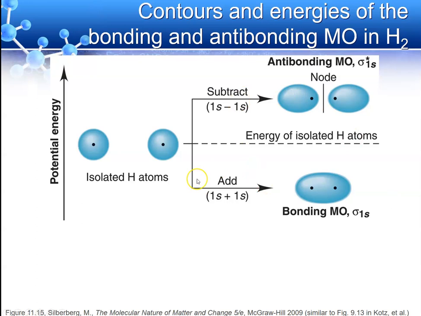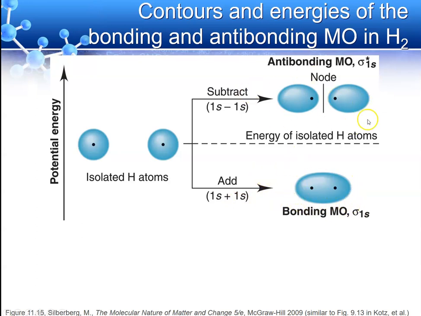So the way that this works is we start with H2, our simplest molecule, just like we did with valence bond theory the other day. So let's take two isolated hydrogen atoms, and they both have a nucleus and one electron, which is demonstrated by this spherical cloud. And if we add these together, we get a bonding molecular orbital. We'll call that sigma 1s. And this is the addition of both of these atomic orbitals.